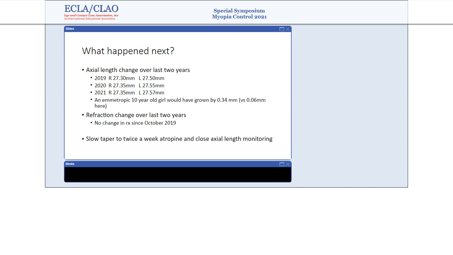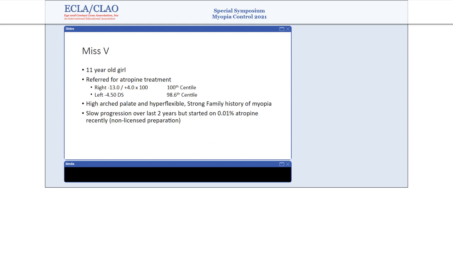What I do next is unknown territory. I'm going to slowly reduce down and watch the axial length like a hawk, but I'm hoping over the next few years we'll learn when to stop and when to wind down. But sure enough, we don't yet know.